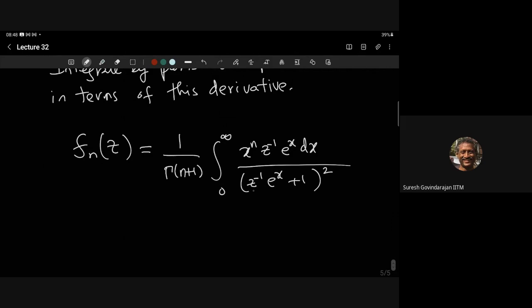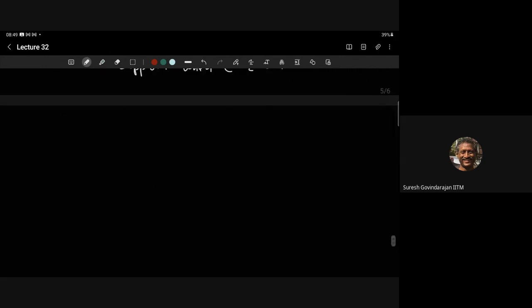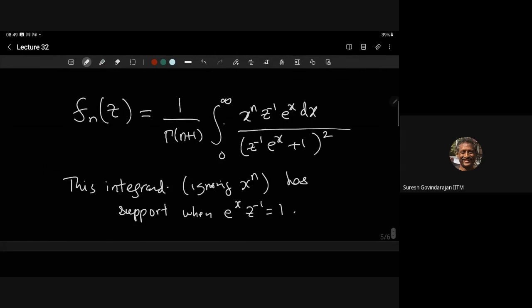But the nice part about this integrand, ignoring x to the power n, is that it has support when e to the power x z inverse equals 1, or x equals beta mu. And it is a sharply falling function. So this thing will have support in some small region.